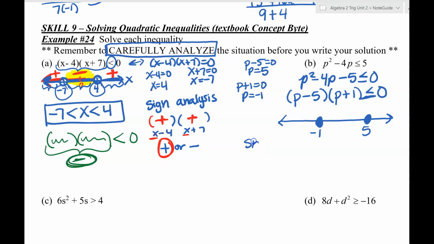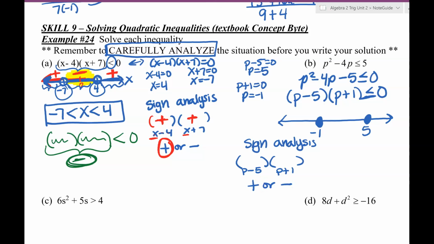The next thing I need to do is my sign analysis. So remember what I'm testing. Something minus 5, how does that work out? Something plus 1, how does that work out? And then what happens when they multiply together? Is it positive or negative?